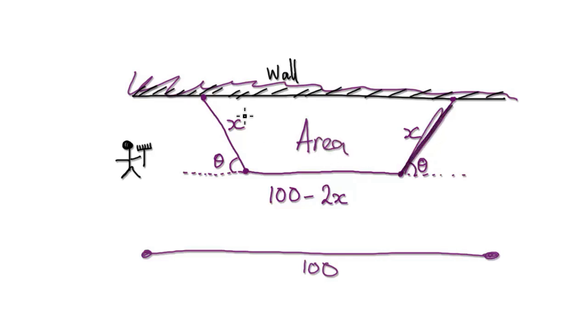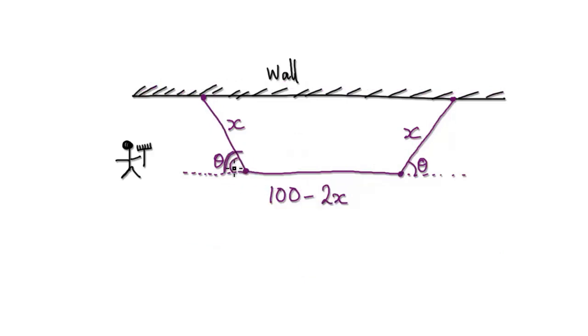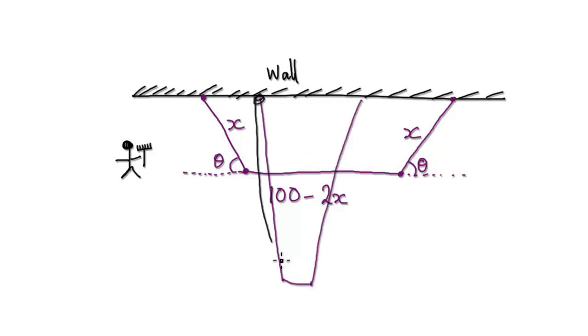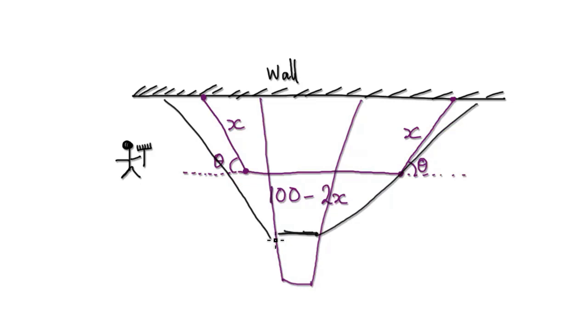This length must be the same as this length, so whatever's left is 100 take away 2x, and you can vary the angle. So two things are varying at the same time. You can choose a length and you can also choose the angle, because you can make x really big like this. So the whole length here is 100 meters, but at the same time you can also vary the angle like this.